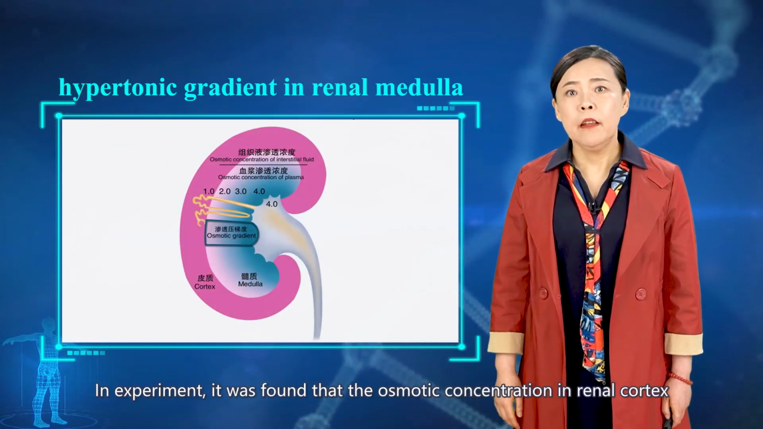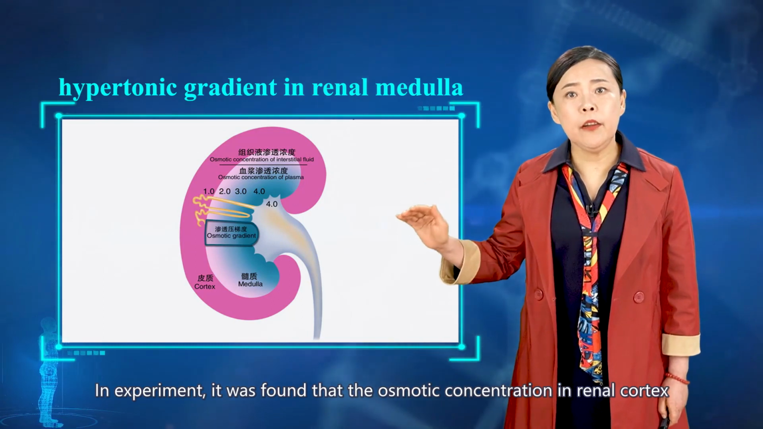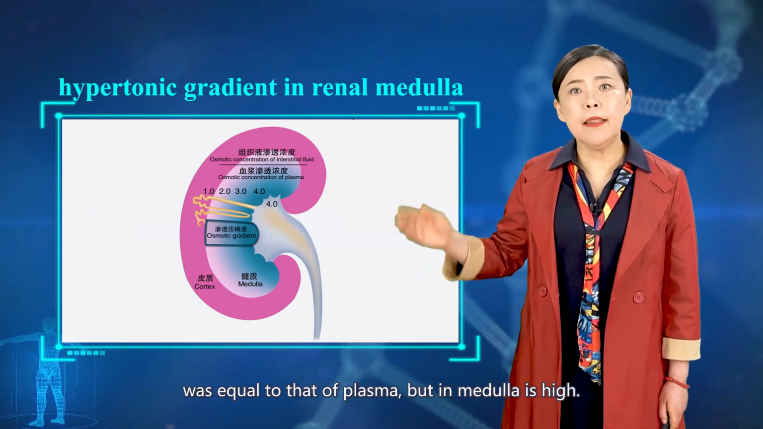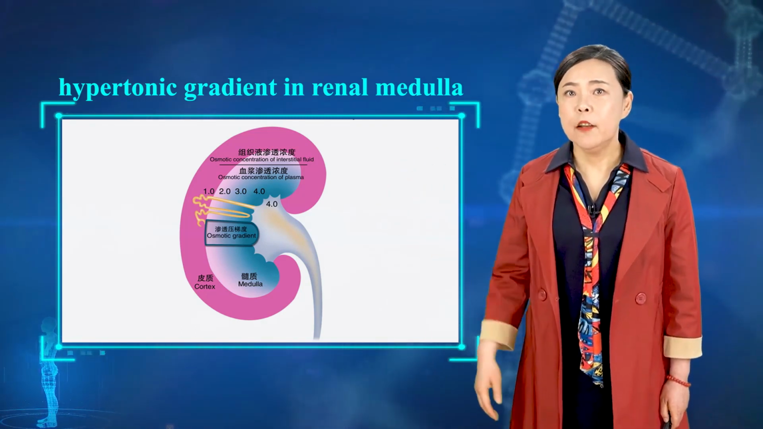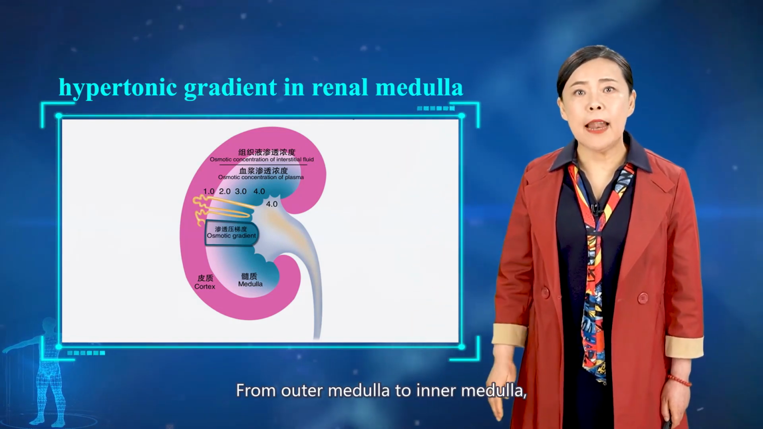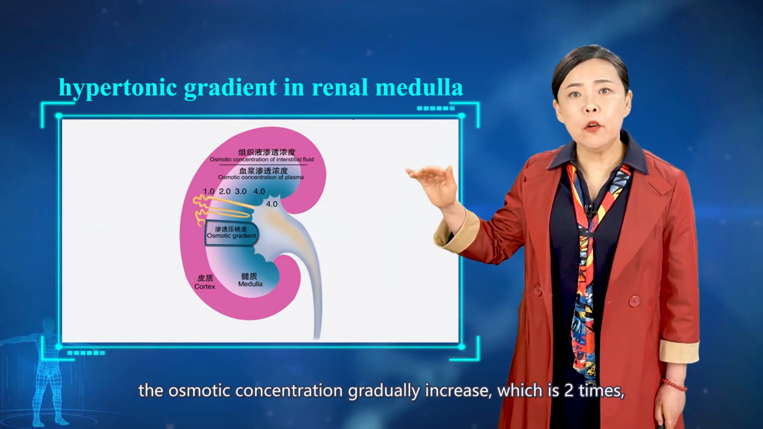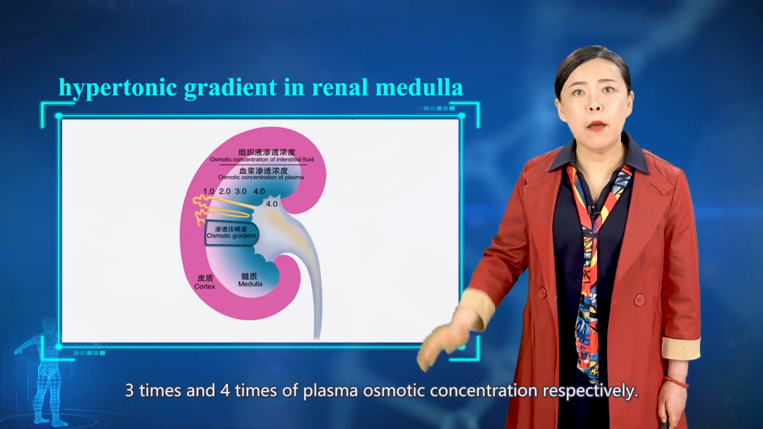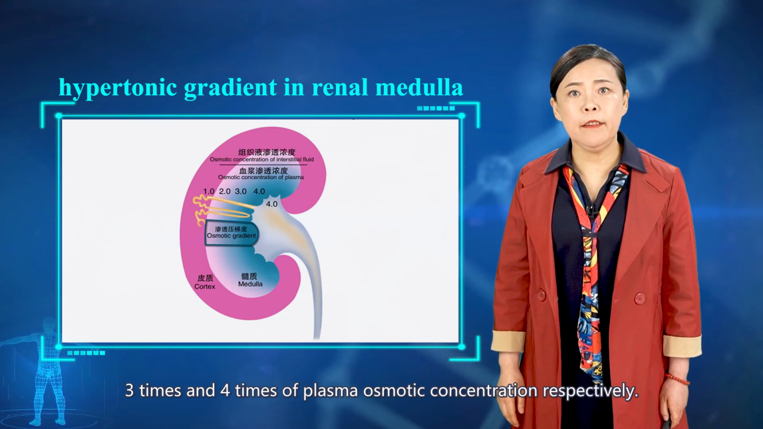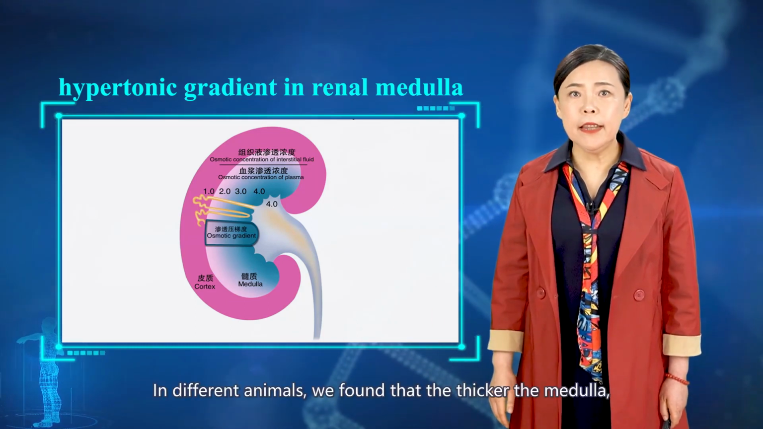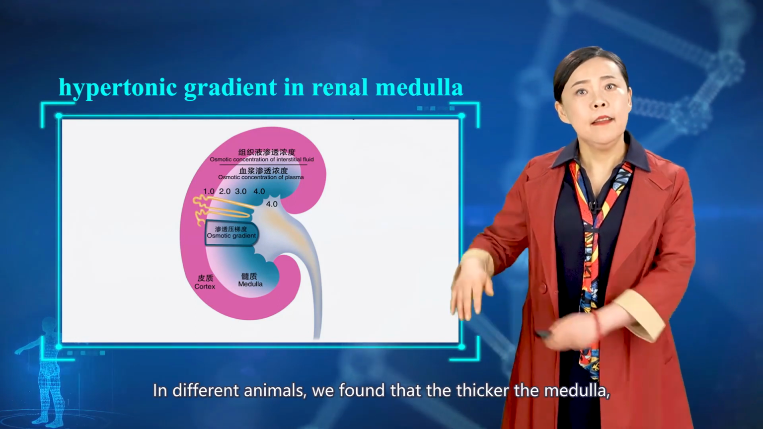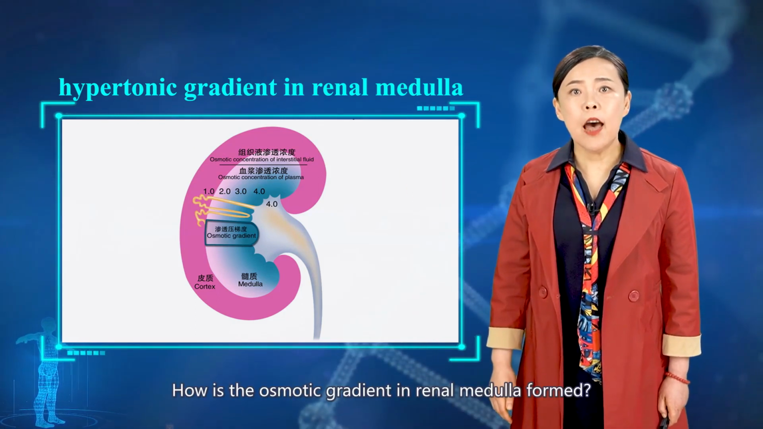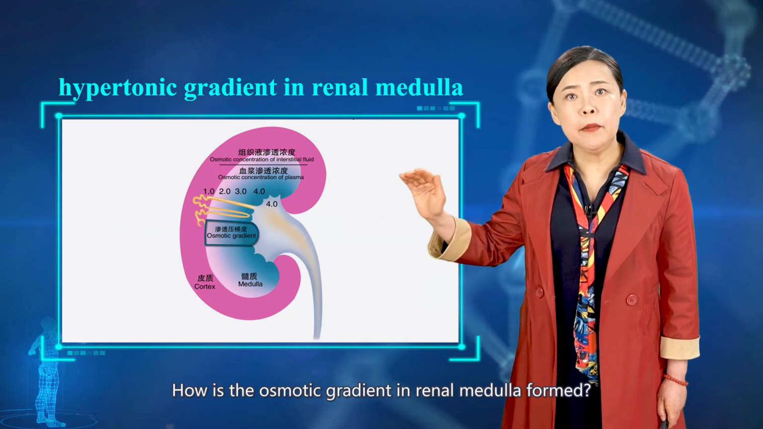In experiments, it was found that the osmotic concentration in the renal cortex is equal to that of plasma, but in the medulla it is high. From the outer medulla to the inner medulla, the osmotic concentration gradually increases, which is 2 times, 3 times, and 4 times the plasma osmotic concentration respectively. In different animals, we found that the thicker the medulla, the higher the ability of concentration. How is the osmotic gradient in the renal medulla formed?